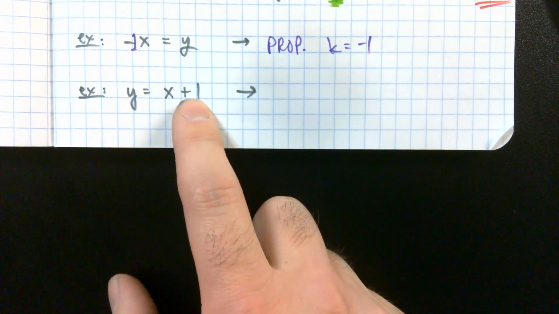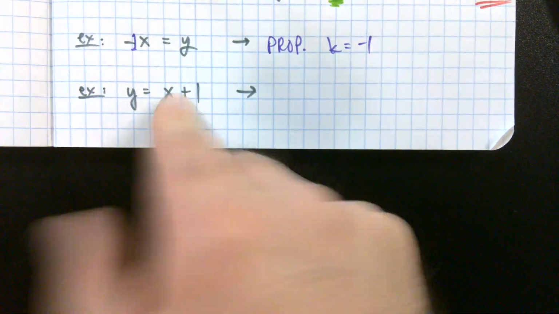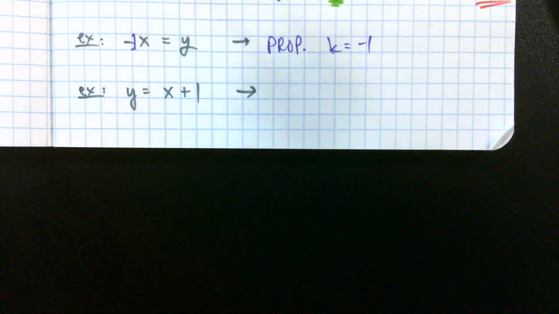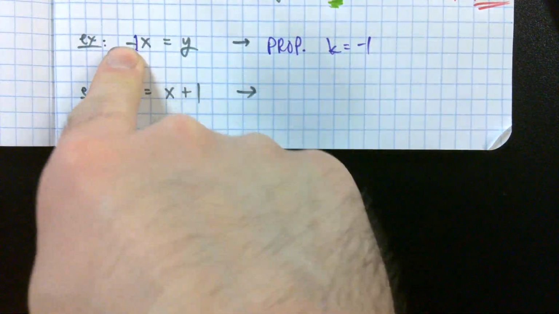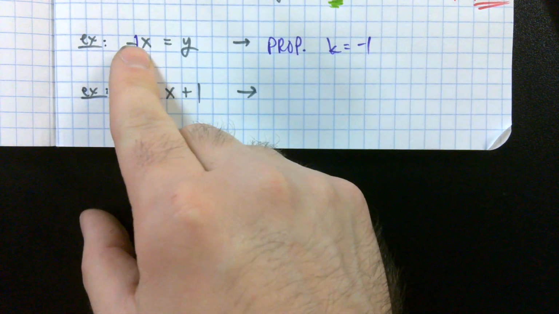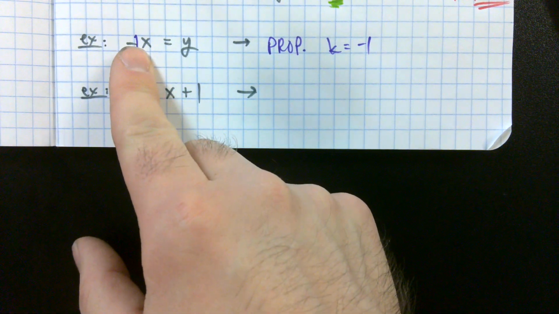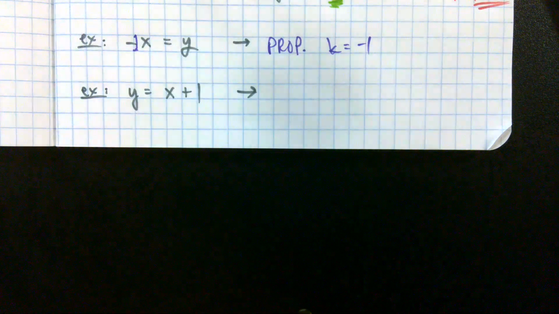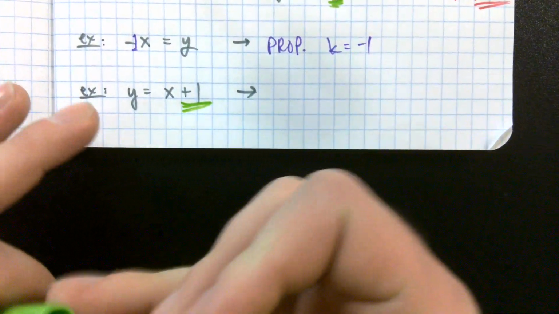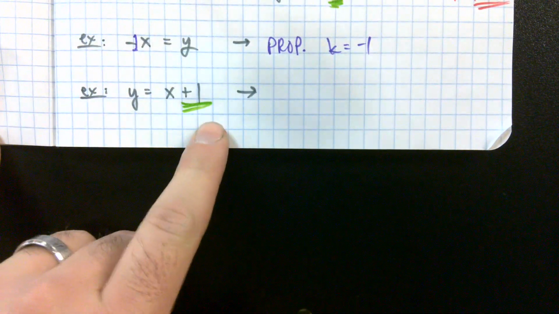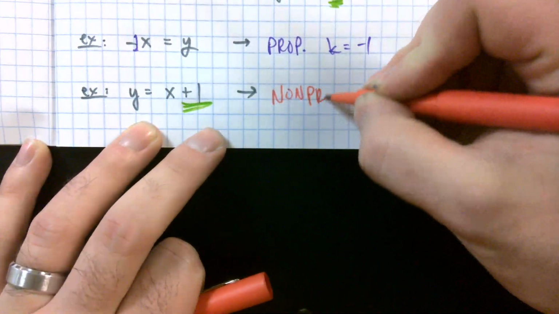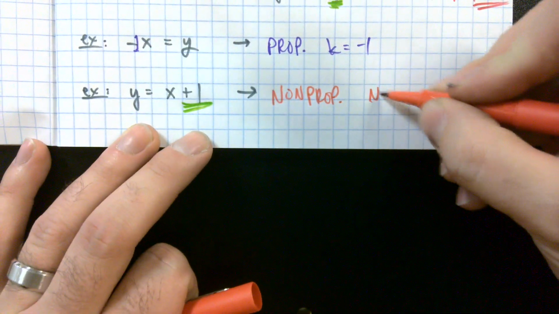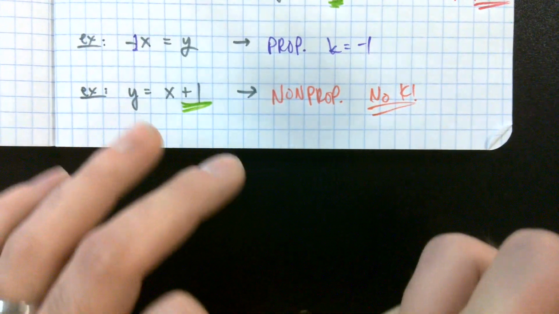All right? If you see a plus sign at all, it's non-proportional. If you see a minus sign, you got to be careful. If it's in front of the x, right, like it's attached to the x, then that's not my initial value. But if it's off on the end, like we saw in the second example, then it would be non-proportional, okay? No. So there's no value for k. That's right, Mace.